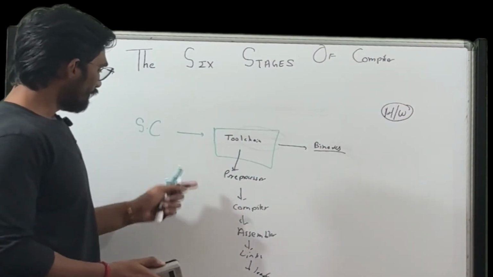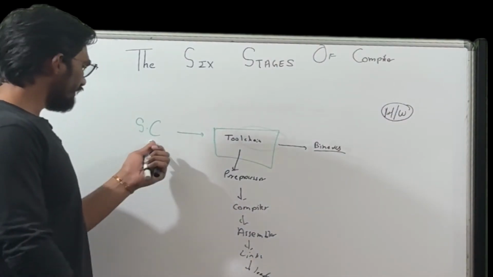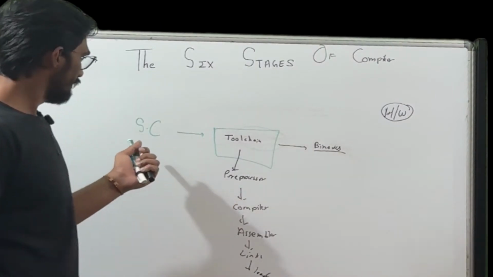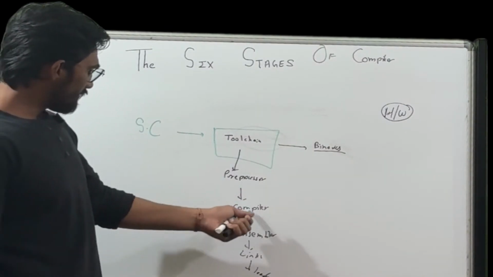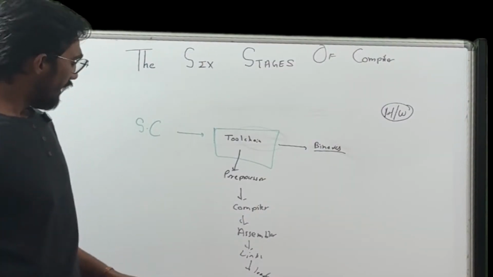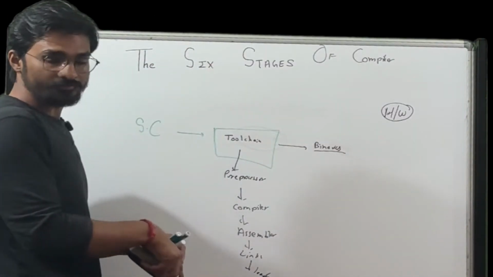So now let's dig deeper a little bit. Here SC stands for source code. We will open this compiler as a black box. Currently we are treating the compiler as a black box, and we will see what compilers do and its 6 stages in this video.